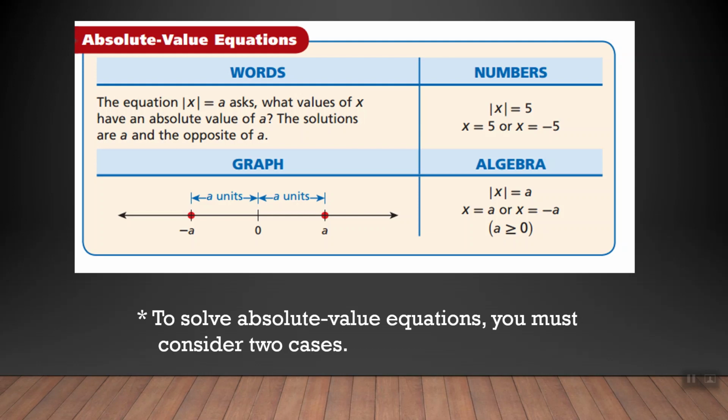And we'll talk about some special cases, but a does need to be greater than or equal to 0. When we solve absolute value equations, we have to consider two cases. And so that's really the difference between solving equations with absolute value or just solving regular equations, because there are two situations or cases that we have to consider. So let's just do some examples and you'll see what I mean in just a minute.